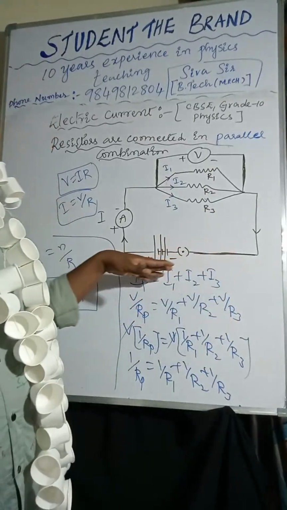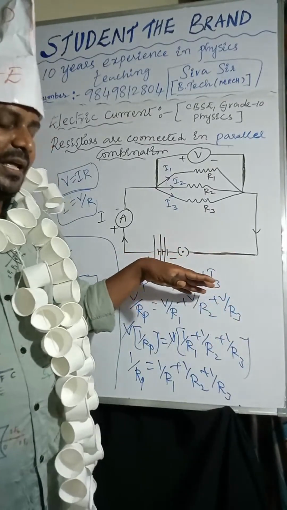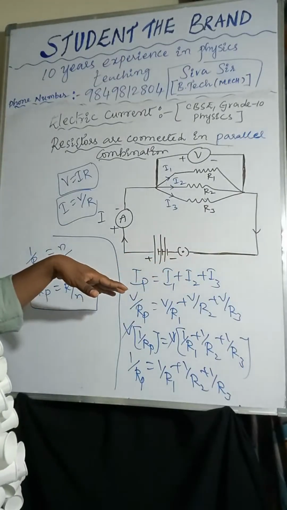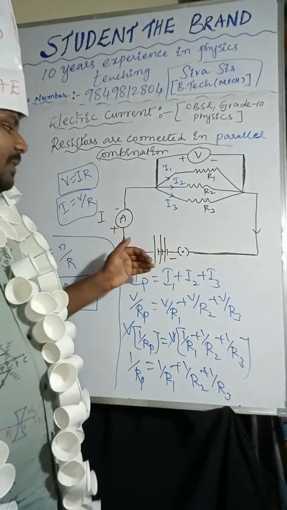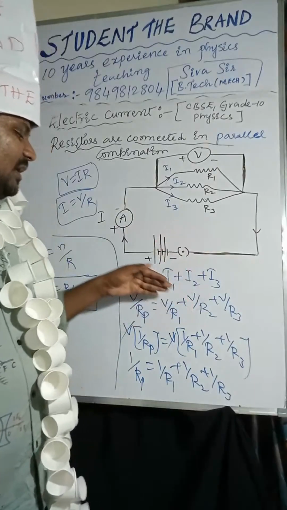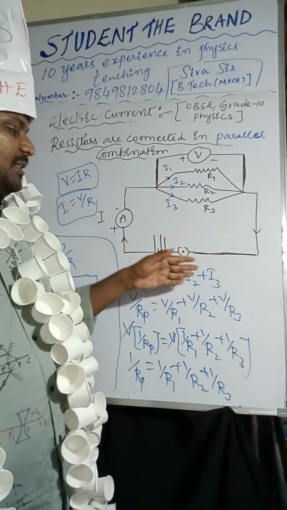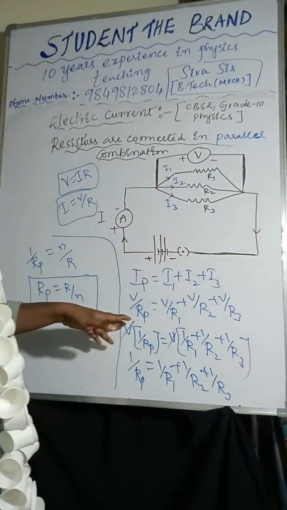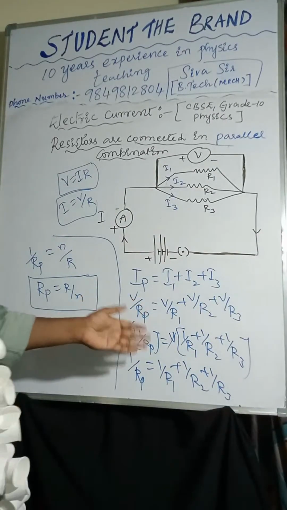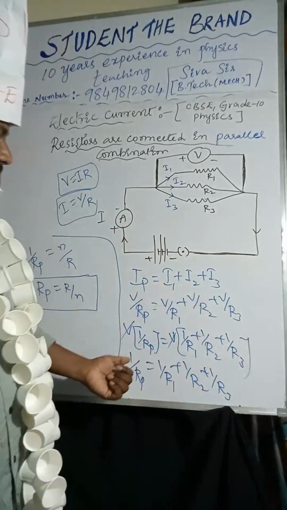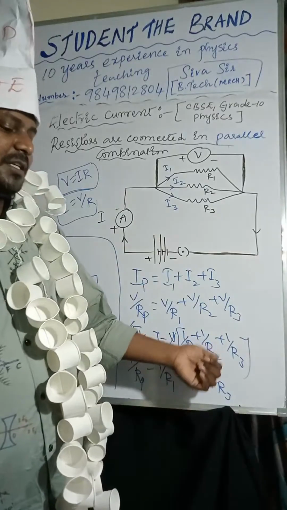So like this we can consider. IP equals I1 plus I2 plus I3, so V by RP equals V by R1 plus V by R2 plus V by R3. So 1 by RP equals 1 by R1 plus 1 by R2 plus 1 by R3.